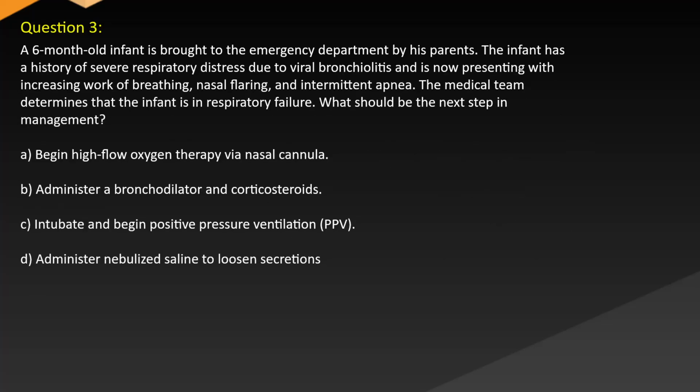Question 3. A 6-month-old infant is brought to the emergency department by his parents. The infant has a history of severe respiratory distress due to viral bronchiolitis and is now presenting with increasing work of breathing, nasal flaring, and intermittent apnea. The medical team determines that the infant is in respiratory failure. What should be the next step in management? A. Begin high-flow oxygen therapy via nasal cannula. B. Administer a bronchodilator and corticosteroids. C. Intubate and begin positive pressure ventilation (PPV). D. Administer nebulized saline to loosen secretions.